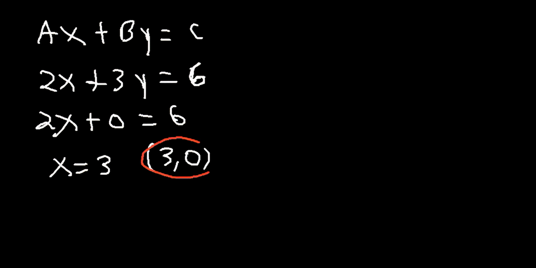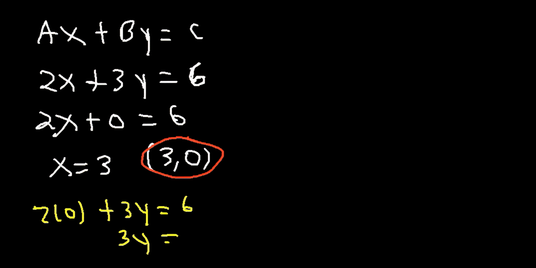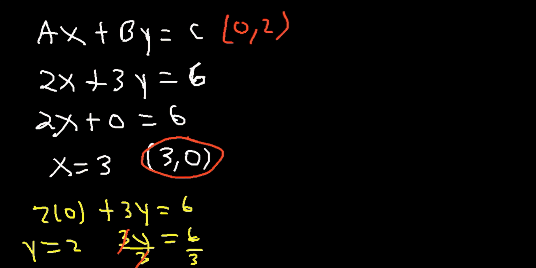So that's the x-intercept. To find the y-intercept, plug in 0 for x. So you get 3y is equal to 6. And if you divide both sides by 3, y is equal to 2. So your y-intercept is (0, 2). And that's what you want to do if you have an equation in standard form.